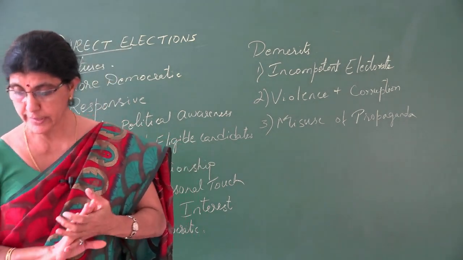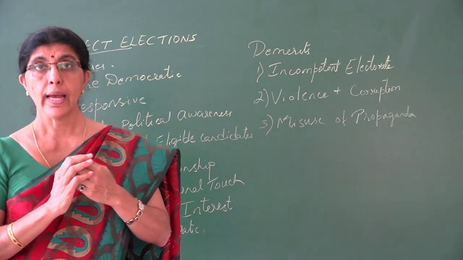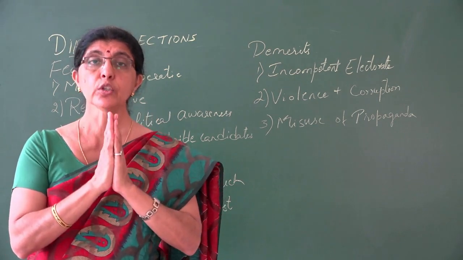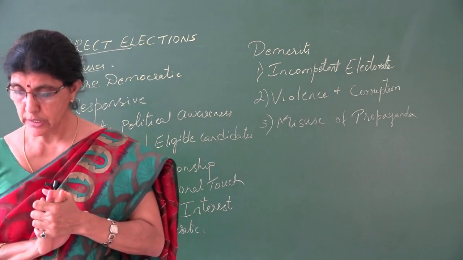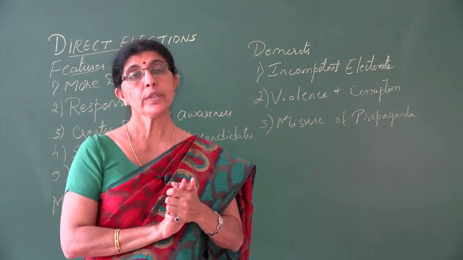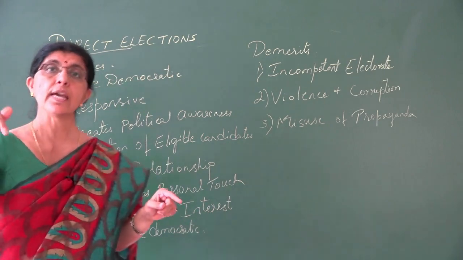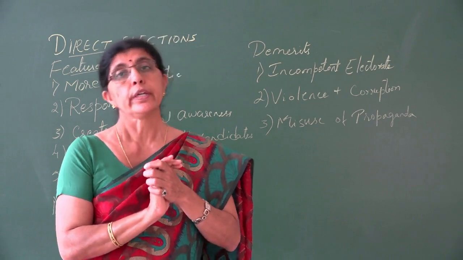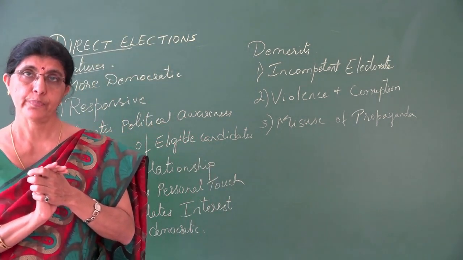And the next one is public relationship. A voter and the representative have a good relationship. That is, the representative maintains a good relationship with the voter because the next elections he has to win. Only if there is a good rapport between the two is it possible for him to win the next elections.